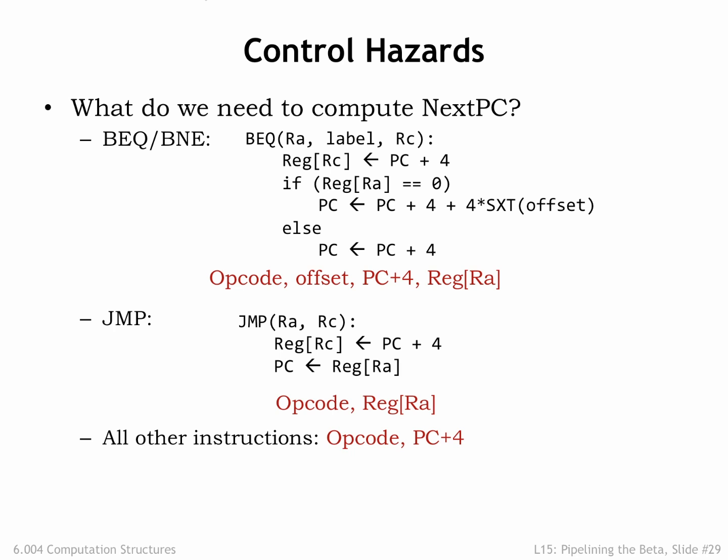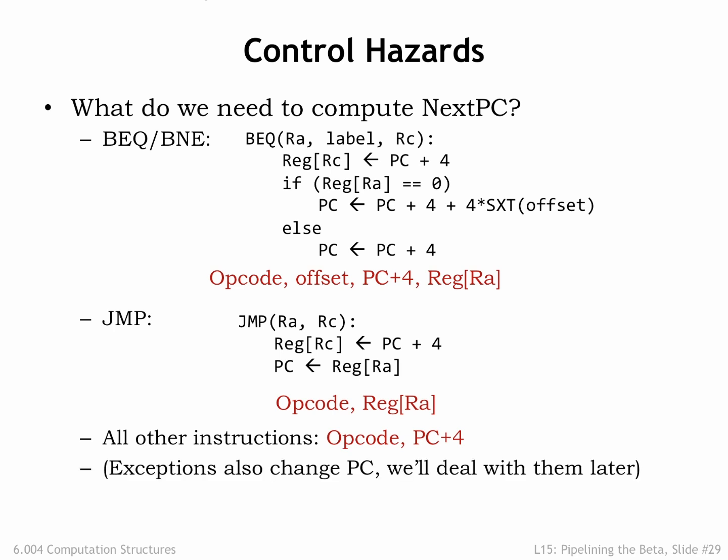For all other instructions, the next PC value depends only on the opcode of the instruction and the value PC plus 4. Exceptions also change the program counter. We'll deal with them later in the lecture. The control hazard is triggered by jump and branches since their execution depends on the value in the RA register. In other words, they need to read from the register file, which happens in the RF stage.